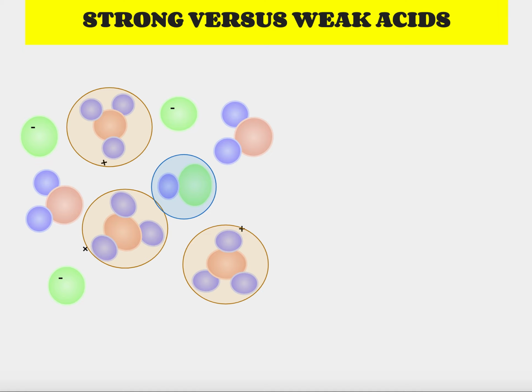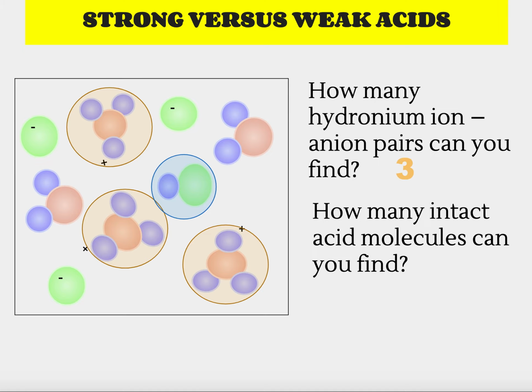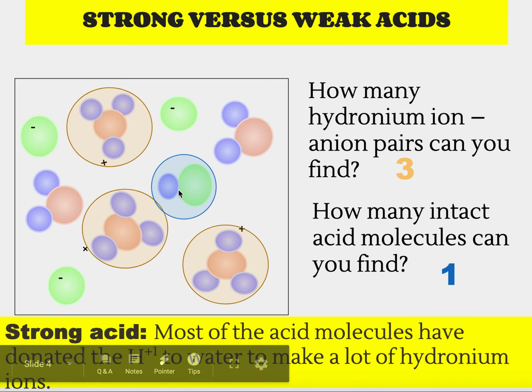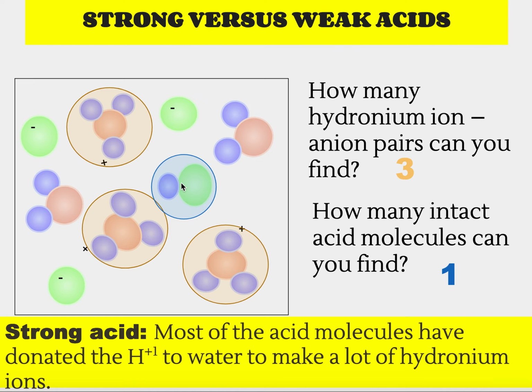You're going to see some terms about strong acids and weak acids. And so what I want to point out here, down here highlighted, is the definition of what a strong acid is. Most of the acid molecules have basically split apart. You can see right here in the middle, this is an acid molecule, and that extra proton has gone to the water to make this hydronium ion. And so you can see that it's happened quite often. There's not many acid molecules that stay intact.